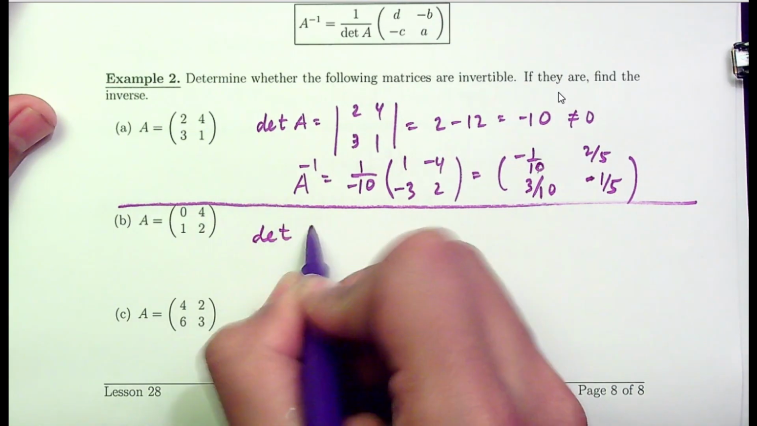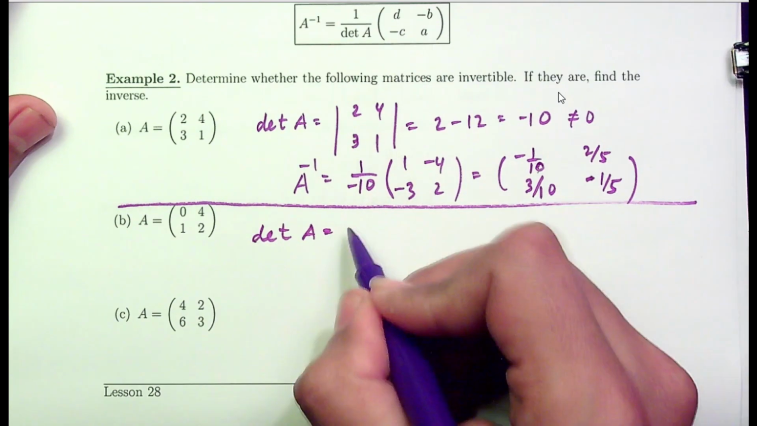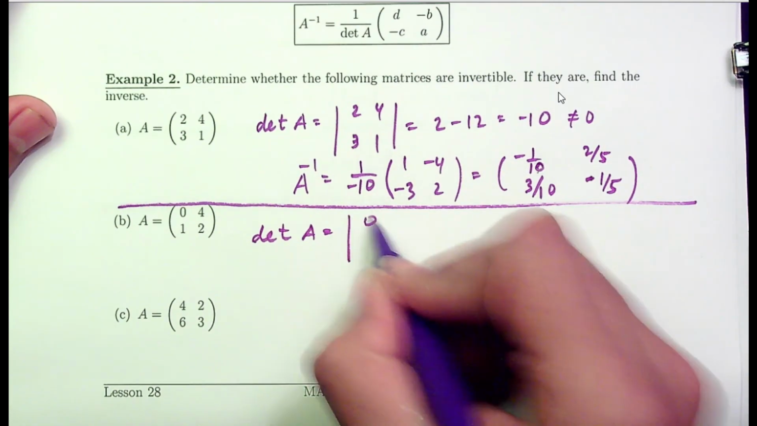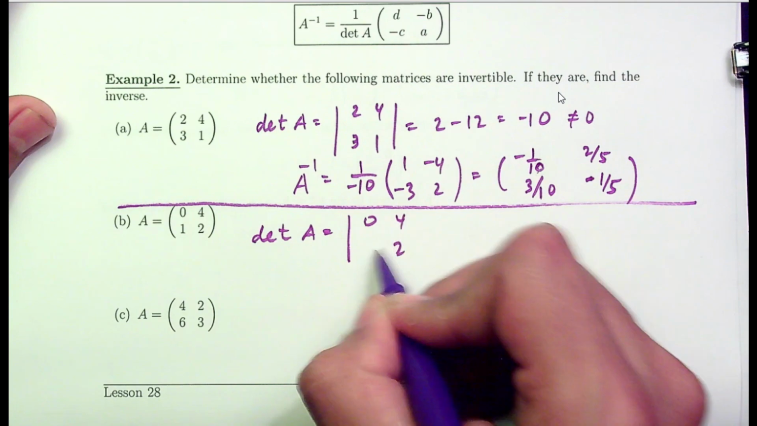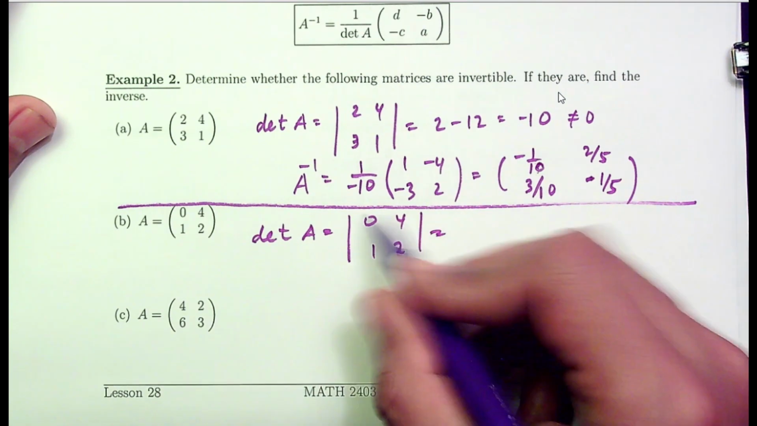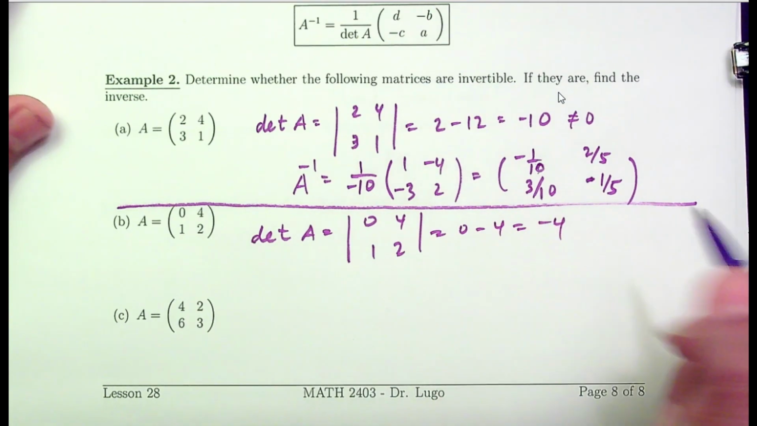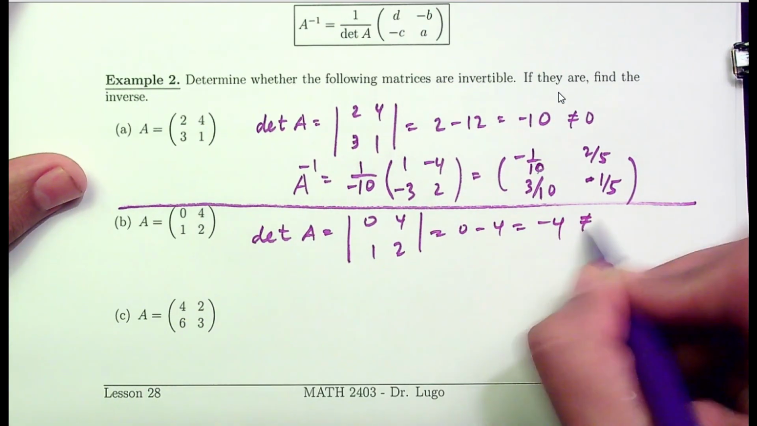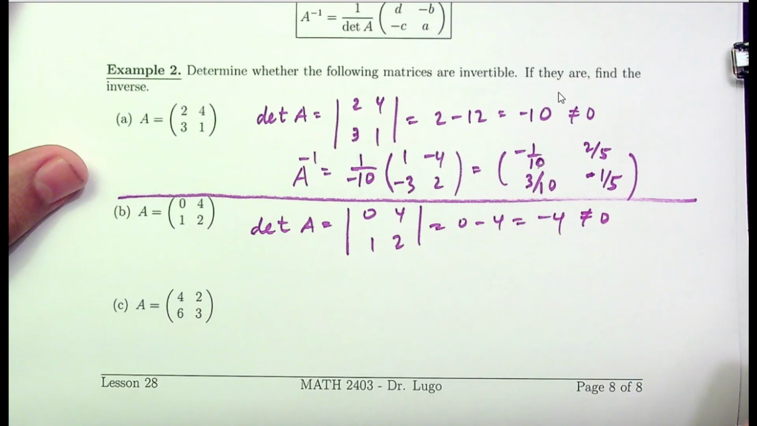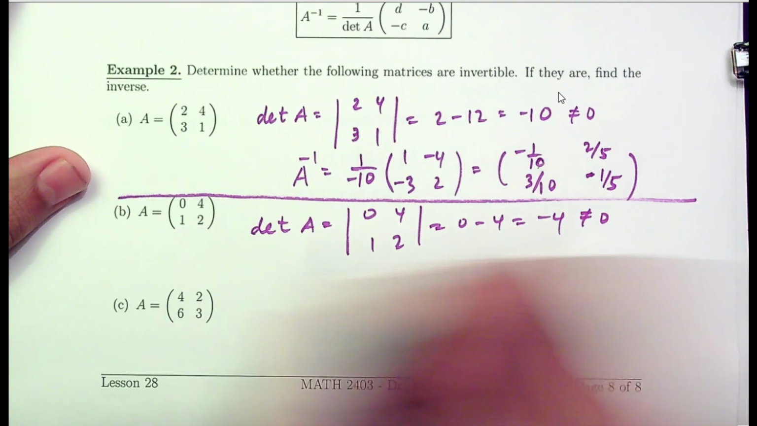Determinant, what is the determinant of this one? Determinant of 0, 2, 4, 1. So this is 0 times 2, that's 0, minus 4 is negative 4. Okay, so this one also is invertible because the determinant is not 0. What is the inverse?